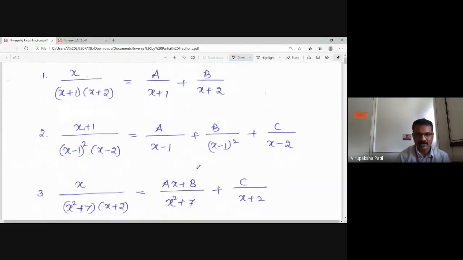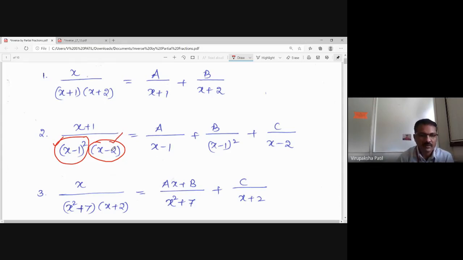Now sometimes what happens, you will get a combination of linear and non-linear factors. We are calling this non-linear because the power is 2 here. Non-linear, or you can say repeated factors. Repeated factor means x minus 1 whole square becomes x minus 1 into x minus 1, which is a repeated factor. So it is called a repeated factor if such things exist. That is a product of a non-linear and a linear factor.